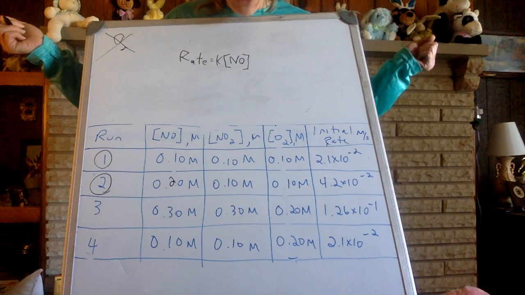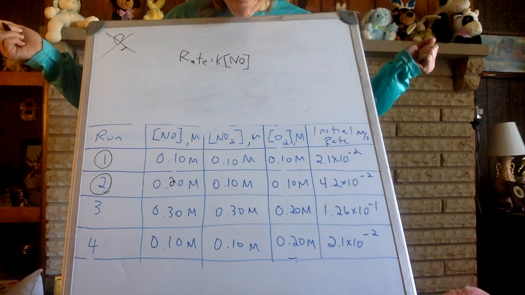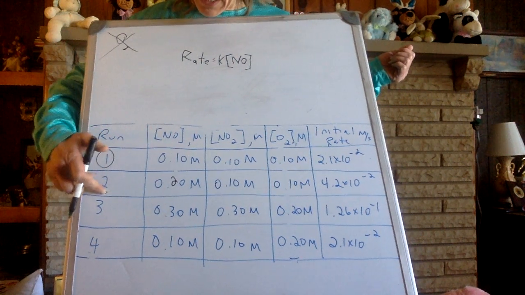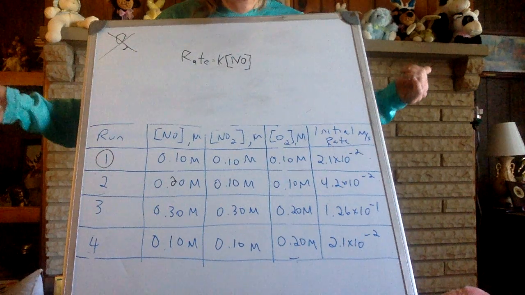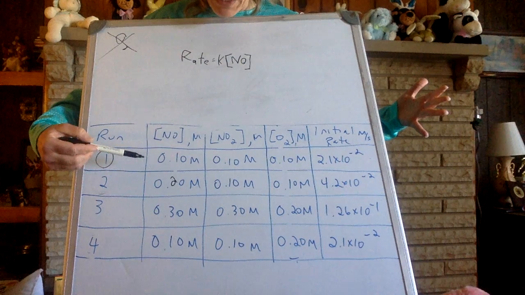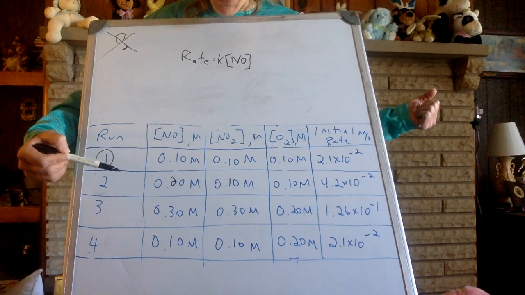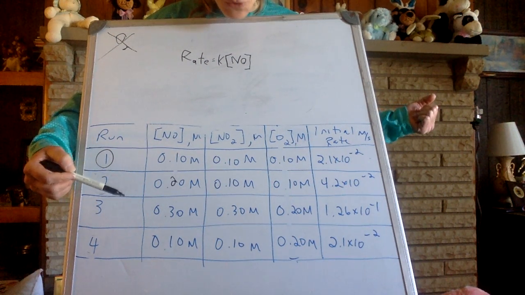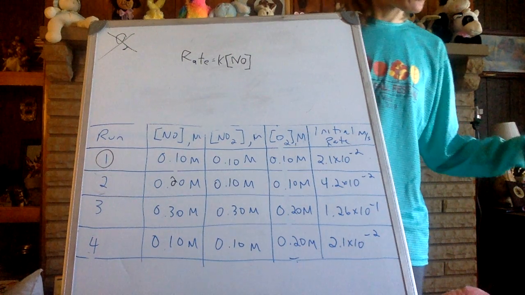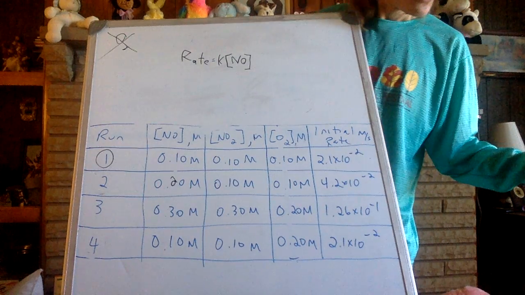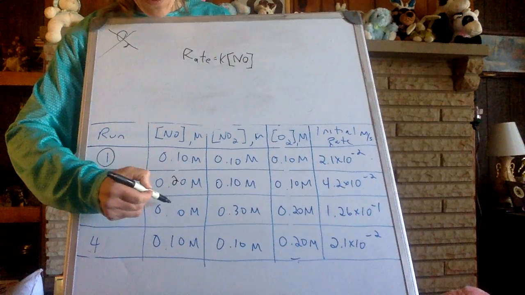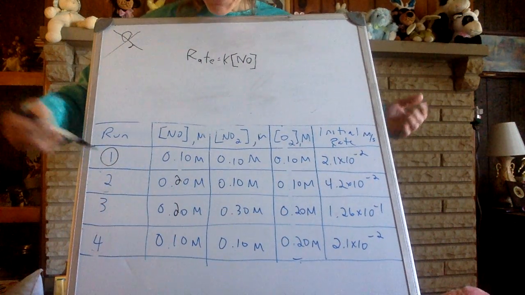Let's move on to NO2. Let's look at a trial where we keep things constant. Let's look at one where we keep something else constant. I've got to make sure I've copied these right. I think this one should be 0.2 also, and that makes more sense.